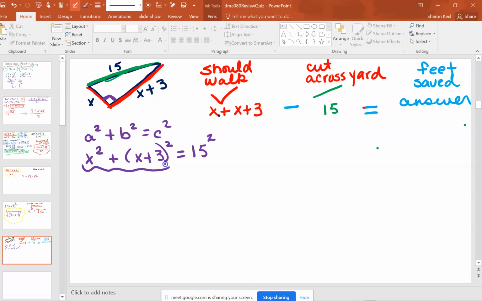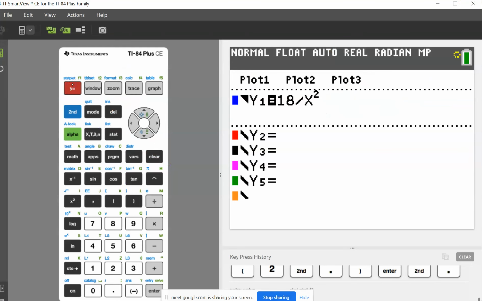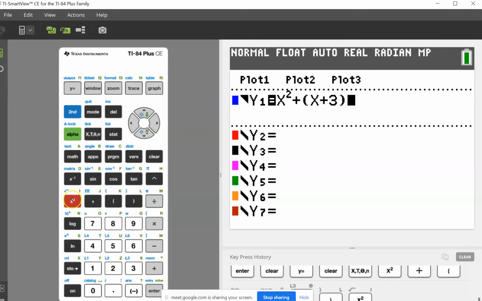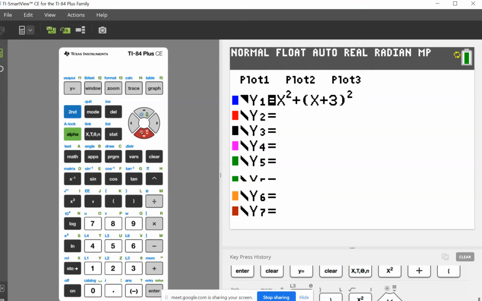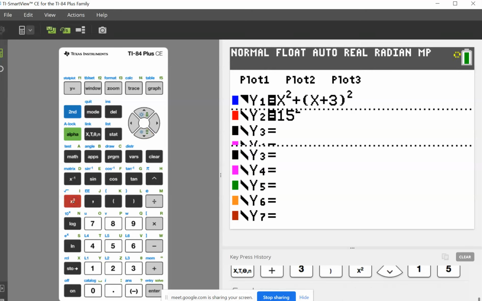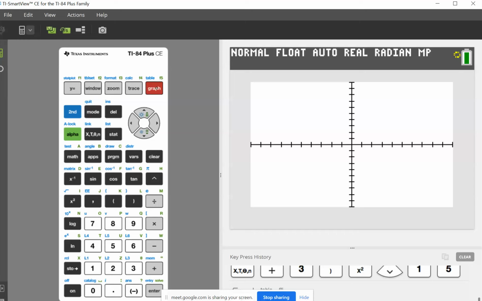If you recall, when we did this, we would type in the left side on y1, the right on y2. So let's go to our calculator and do so. So let's clear. We have x squared plus, and then we have x plus 3 squared. The right side of the equation, the length of that was 15 squared. Okay, so we type in y1, y2. We're going to press graph to view it. Now, let me represent the zooming that we need to do also.